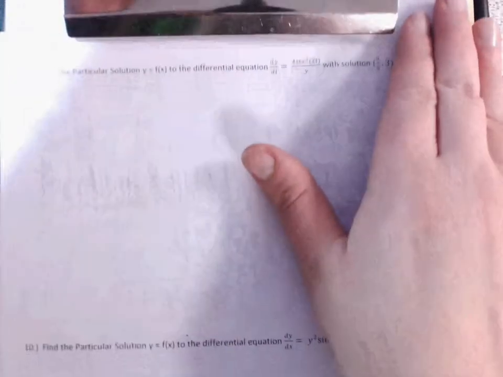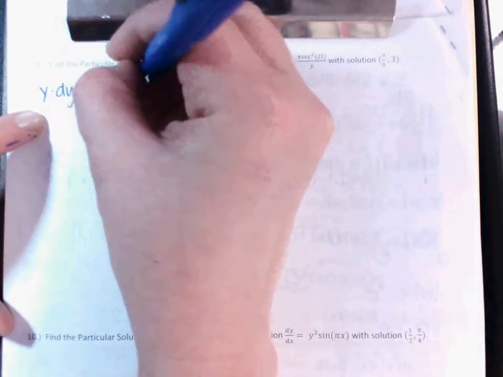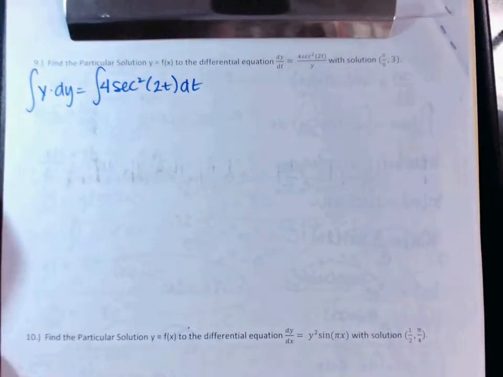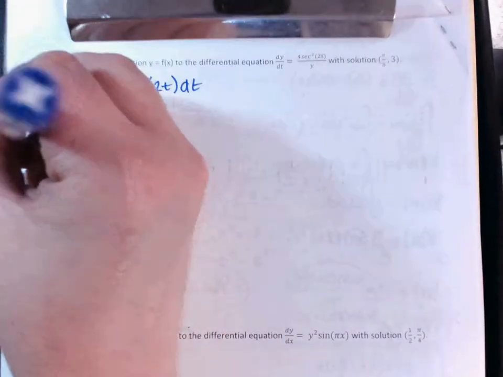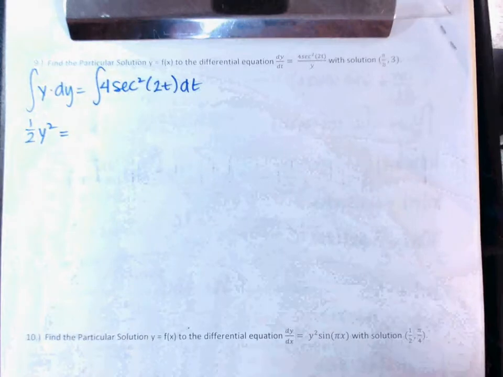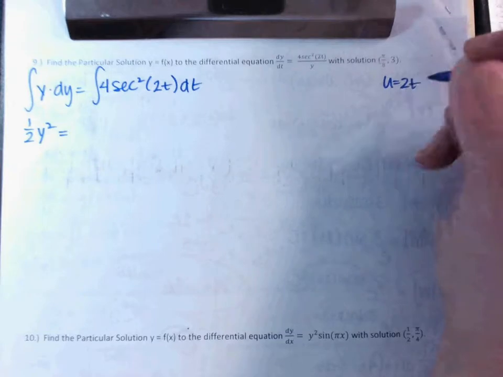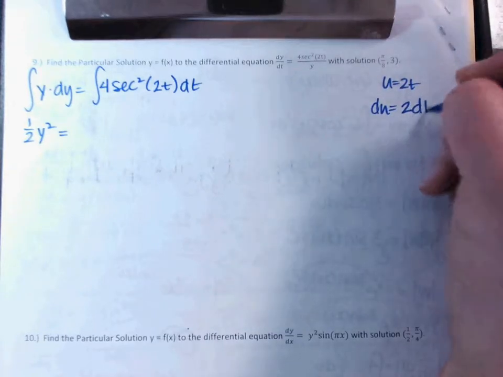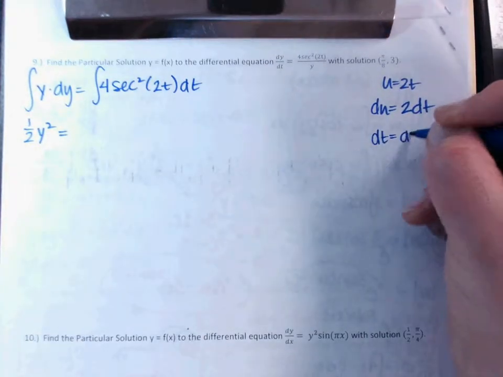Okay, taking a look at number 9, what would my separate be? Okay, y dy. And then 4 secant squared 2t dt. Okay, what's the integral of y? Power rule. 1/2 y squared. And then on the other side, you'd have to do u sub. What would you choose as your u? 2t. Okay, 2t. That means that du is 2 dt, right? Because I'd move my dt up, which means that dt is du over 2. So far, so good?